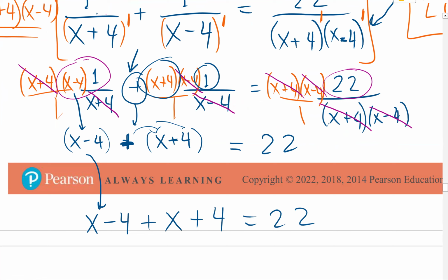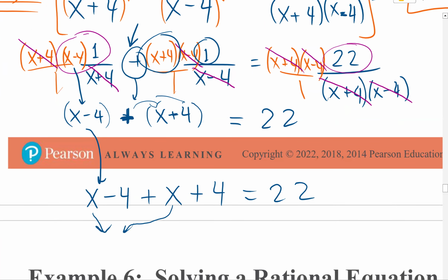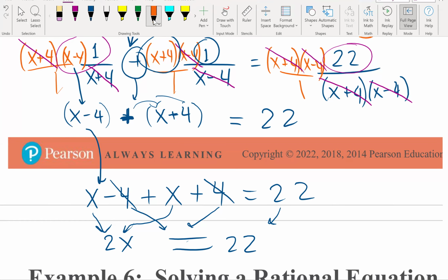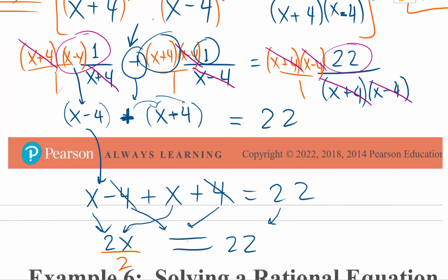Oh my gosh, this is beautiful. It almost seems too good to be true. This is where, as a student, I would second guess my work. There's no way this is the right answer. It's too easy. An x and an x makes 2x. A negative 4 and a 4 actually add up to 0. So they're kind of like nothing left there. I can just move the equals 22 over. Look at that. One more step. To get x by itself, I just need to divide both sides by 2. God, that's so beautiful. What a beautiful, beautiful thing.